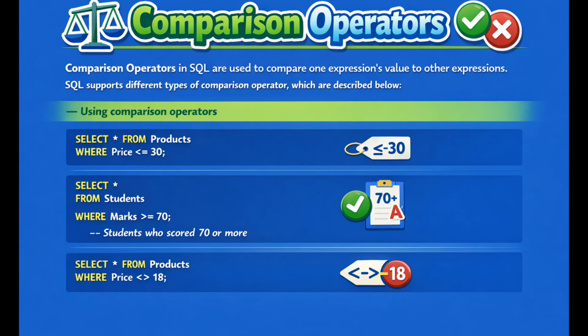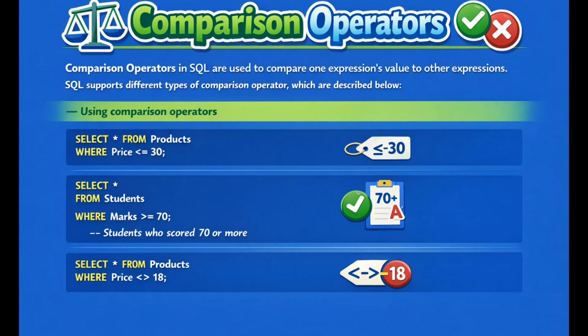Comparison operators in SQL are essential tools used to compare one expression's value against other expressions. SQL supports several types of comparison operators, and we'll explore how to use them with practical examples. First, let's look at the less than or equal to operator. In this query on the products table, we use where price less than or equal to 30 to retrieve all products that have a price of 30 or less. Think of it like finding all products on a budget-friendly price list.